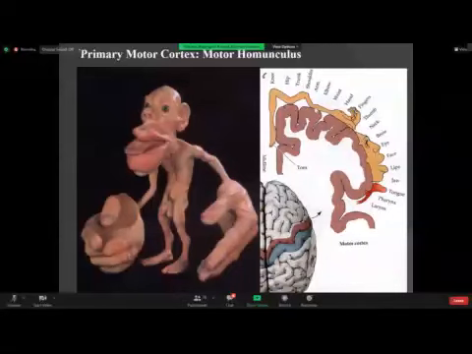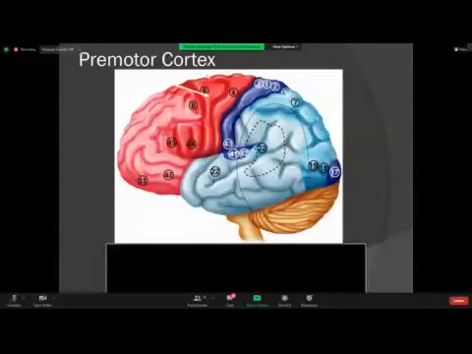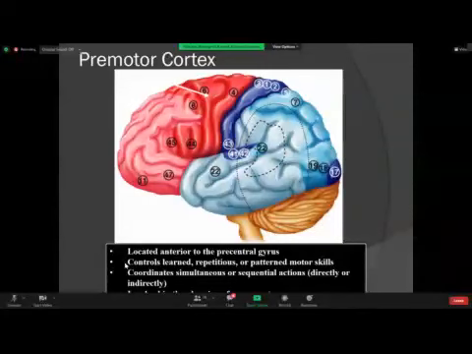So then we come to the premotor cortex. Now, over here we have the primary cortex, and then this is the premotor cortex. Its main function is that it is located anterior, and it controls learned, repetitive, and pattern motor behavior, like suturing, like you are doing something. We have a lot of surgeons probably watching over here.